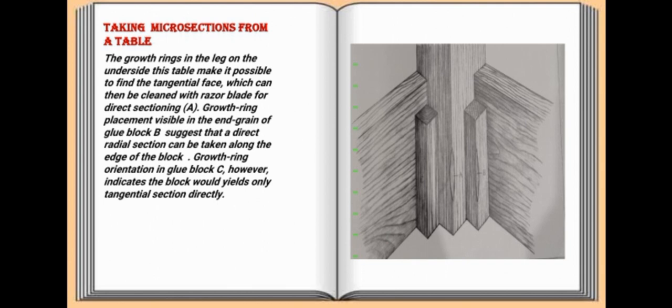Taking a microsection from a table generally refers to the process of obtaining thin tissue slices or samples from a specimen using a microtome or other cutting tools, with the specimen typically being positioned on a flat surface such as a cutting table. A cutting table is often part of a laboratory setup used for preparing slides or specimens for microscopic examination.